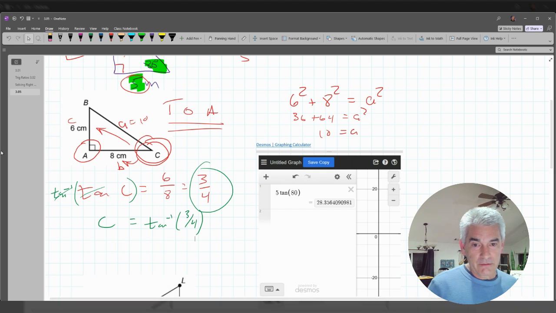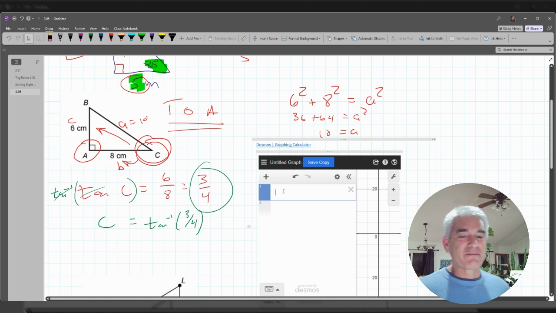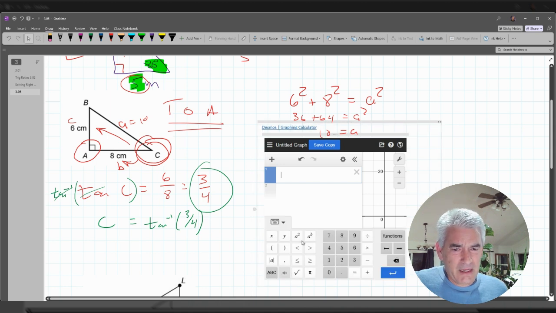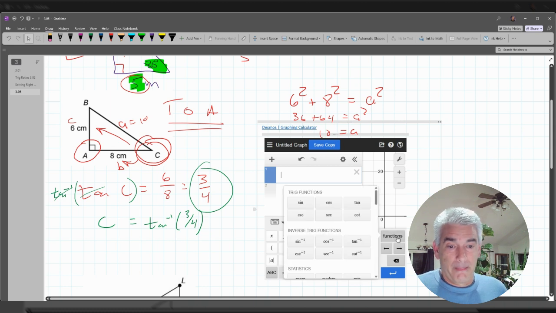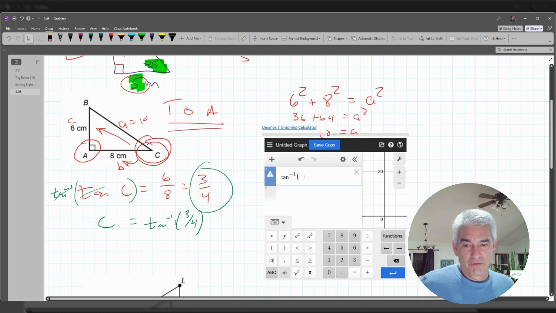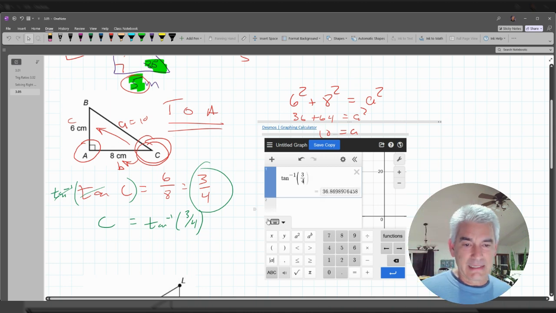So I'm going to go here and do, let's see. In order to get tan inverse, I need to use the built-in functions here. I don't see any of the trig functions. Oh, go into functions. And look, there's tan inverse, also called arctan. So I want tan inverse of 3/4. So 3 divided by 4. And it tells me 36.87.